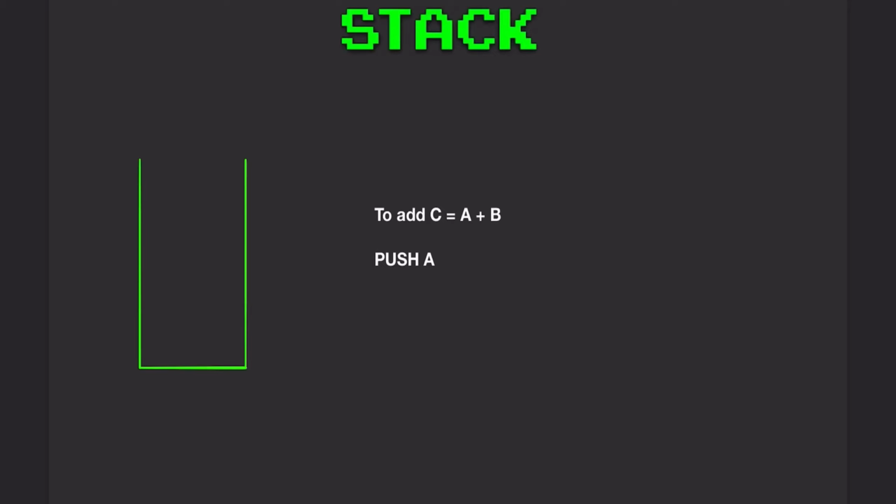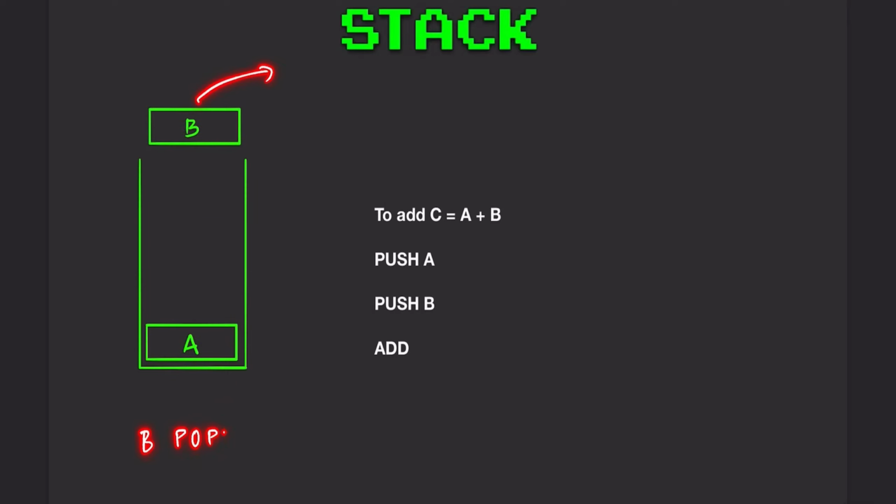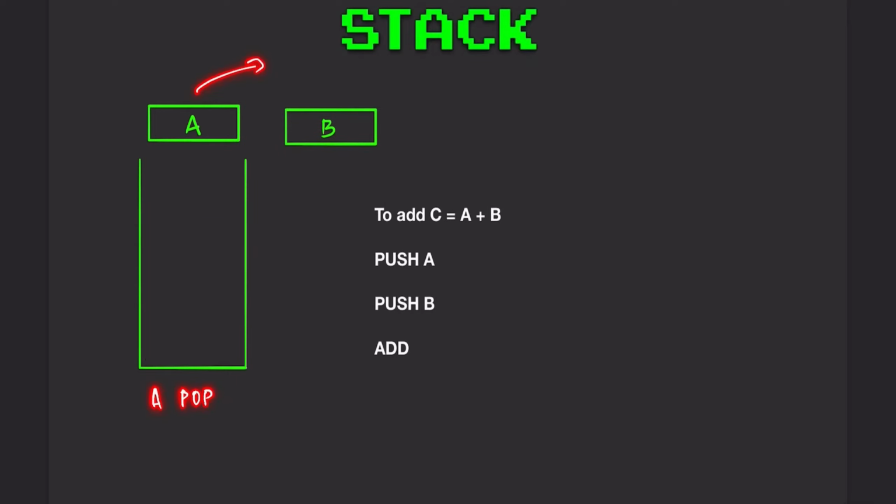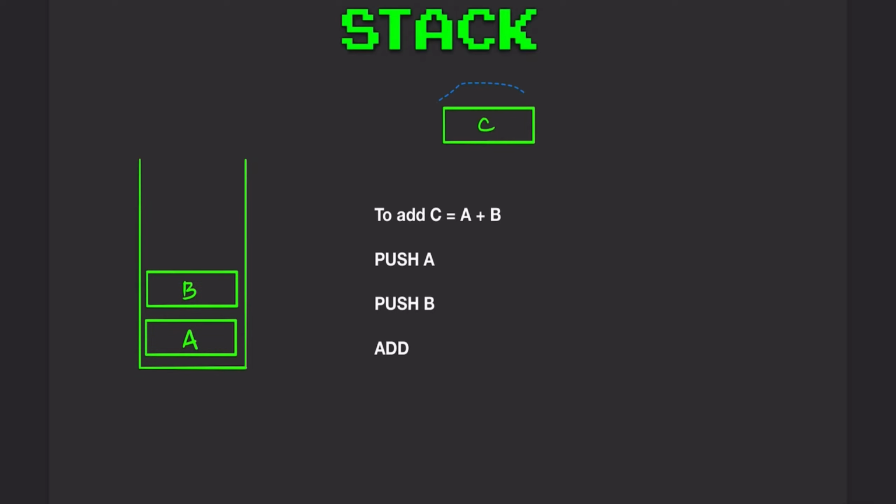For example, to perform C is equal to A plus B in stack architecture, we give the following instructions. Push A. This pushes A into the stack. Push B. A is moved into the bottom and B is on the top of the stack. Add. B is popped, then A is popped. Both are added and pushed back into the stack. Pop C. C is the result of the addition of A and B.